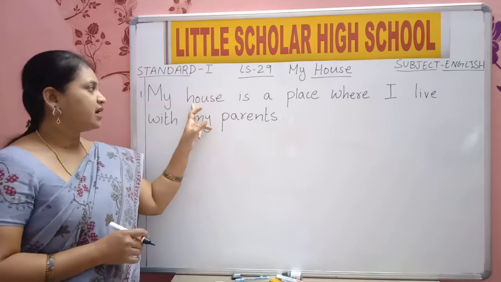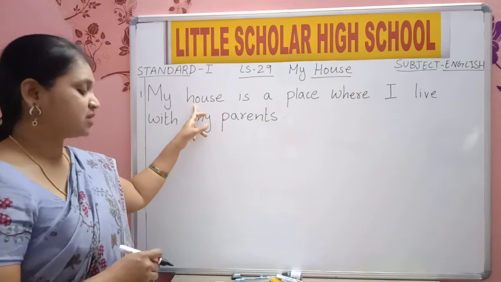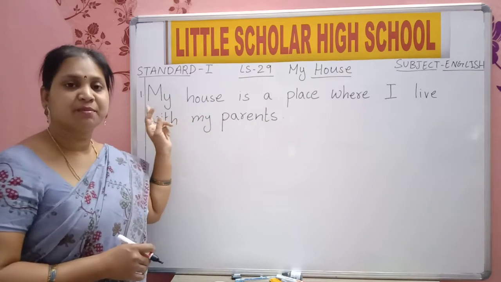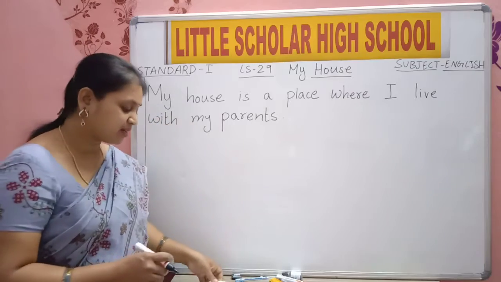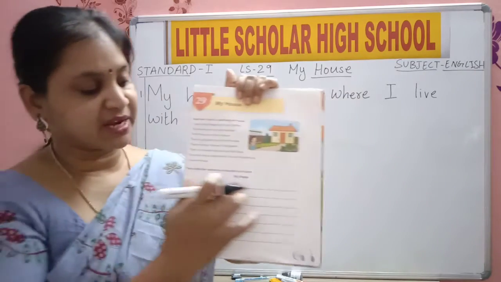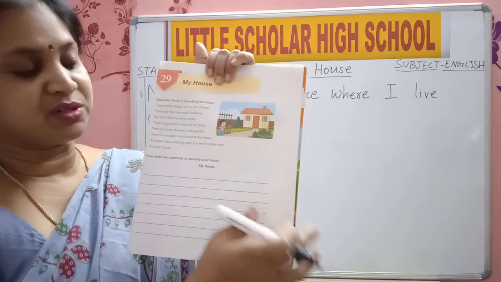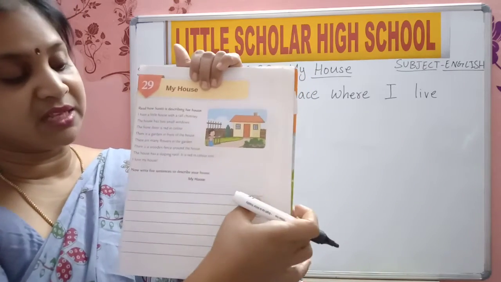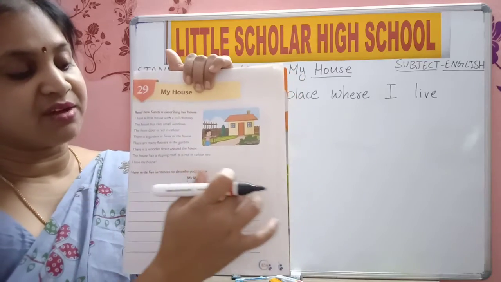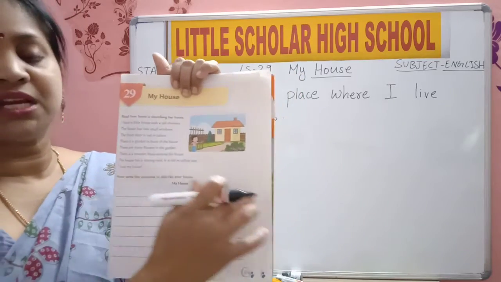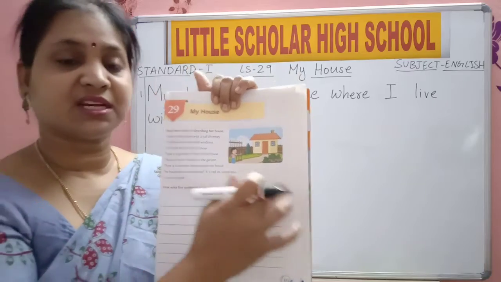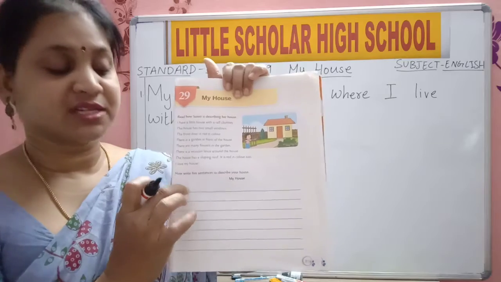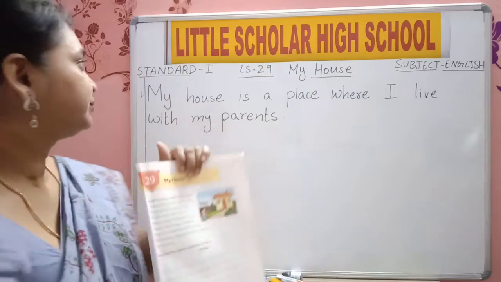M-Y, my. H-O-U-S-E, house. Write it in one line. The first point should come in the first line. You have a big line. Continue. If it's not sufficient, you can make the line big till the end. Draw the line till the end. Leaving a finger space gap, write it neatly. First point, you should get it in the first line.